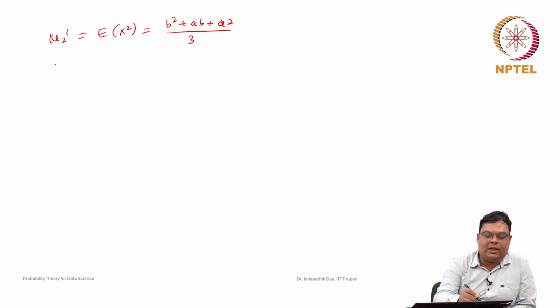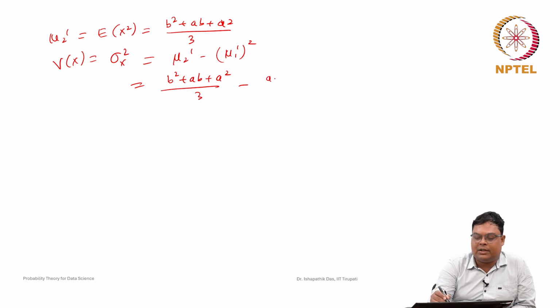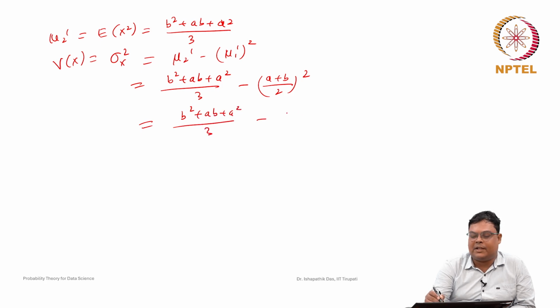Now, we want to find the variance. So, variance of x, we denote by sigma square. This is nothing but mu2 dash minus mu1 dash whole square. So, this is nothing but b square plus ab plus a square by 3 minus mu1 dash, what is mu1 dash? a plus b by 2 whole square. Then we just simplify these things. So, this is b square plus ab plus a square by 3 minus a plus b whole square, which is a square plus 2ab plus b square by 4.